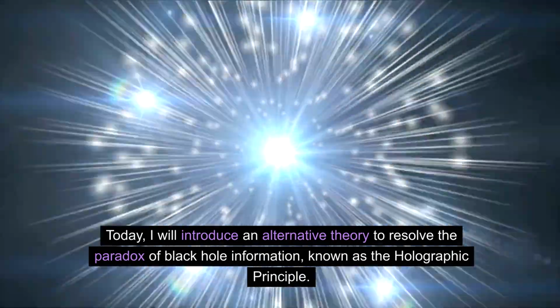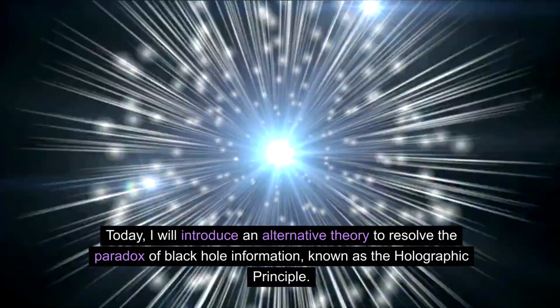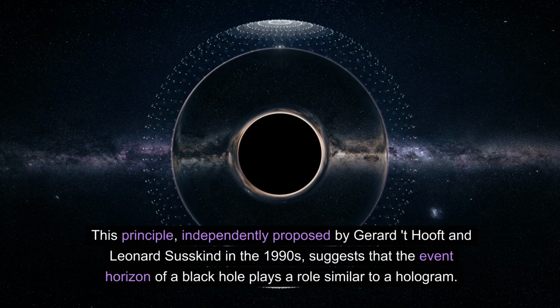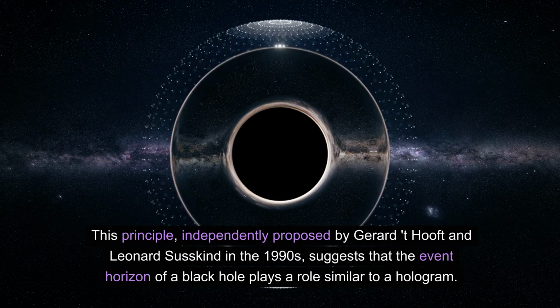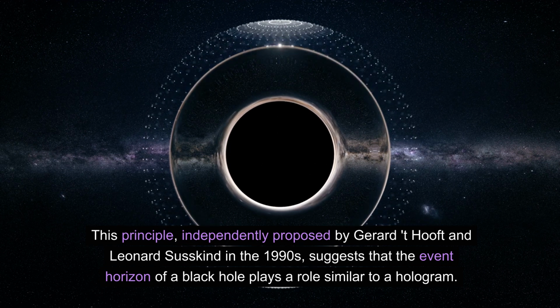Today, I will introduce an alternative theory to resolve the paradox of black hole information, known as the holographic principle. This principle, independently proposed by Gerard 't Hooft and Leonard Susskind in the 1990s, suggests that the event horizon of a black hole plays a role similar to a hologram.